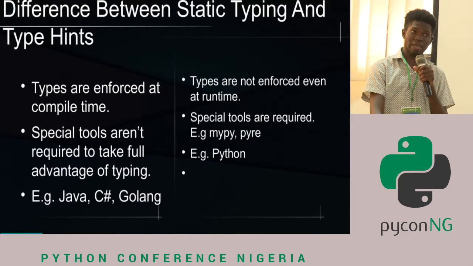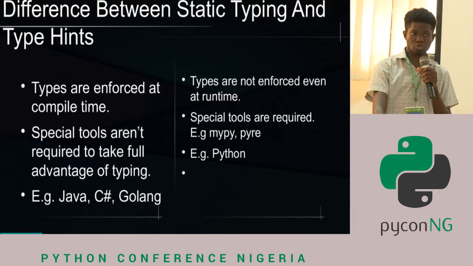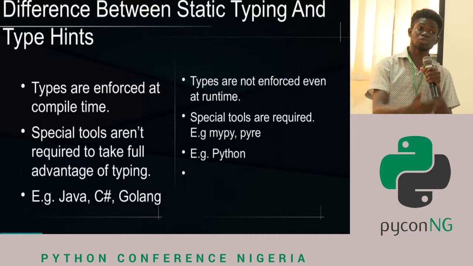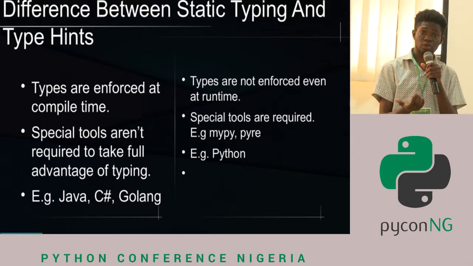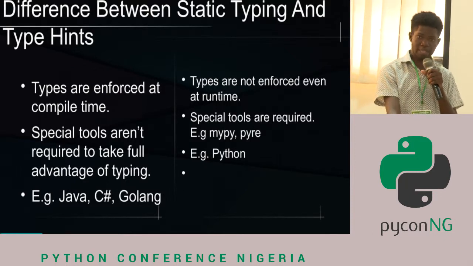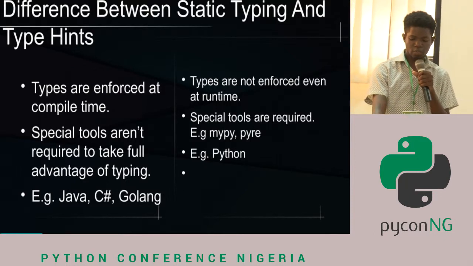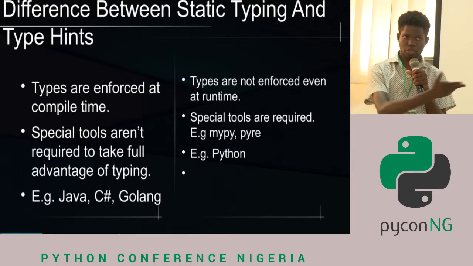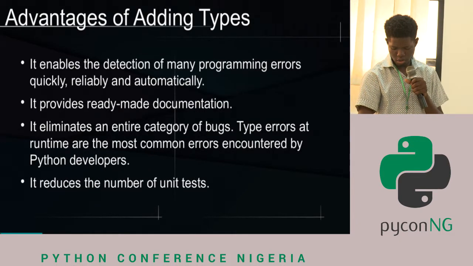Special tools are not required with static typing. But when it comes to typing, special tools are required, like mypy. An example of static typing is Java, and for typing the example is Python that I'm talking about.